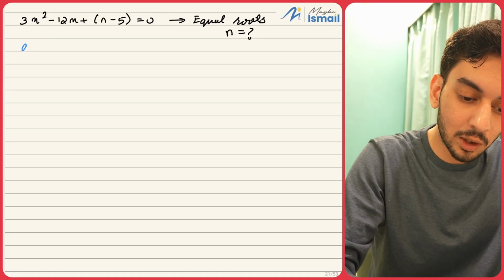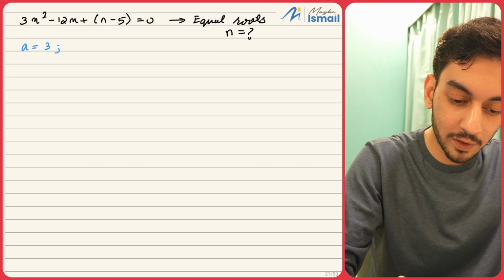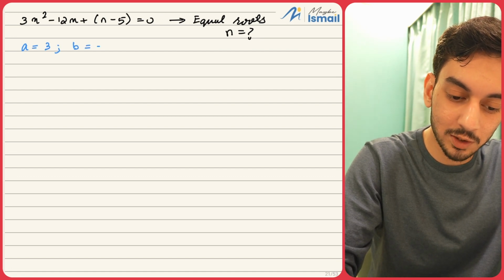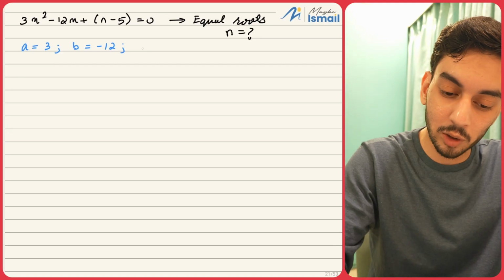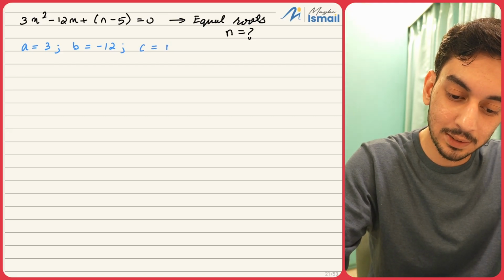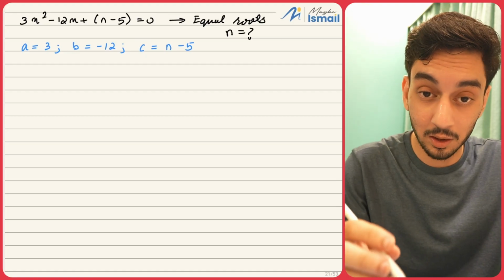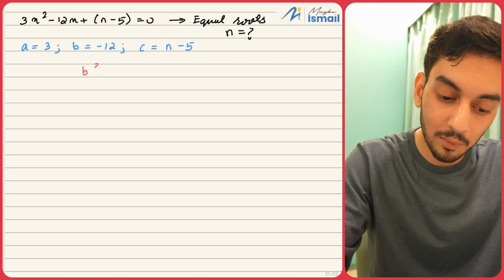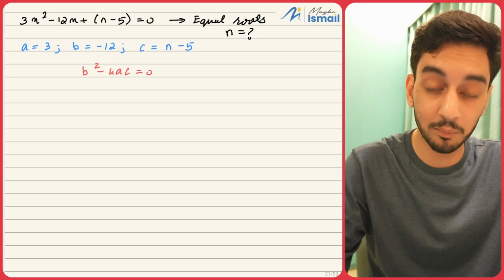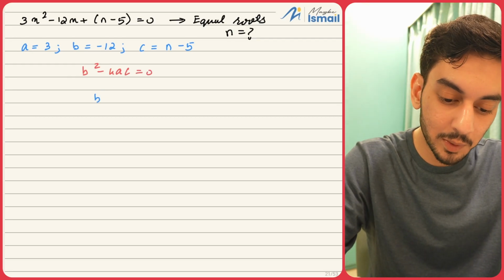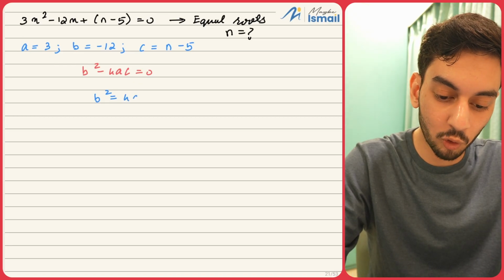Let's see what a, b and c is. A is the coefficient of x square, which is 3, b is the coefficient of x, which is negative 12, and c is the constant term. So over here the constant term is n minus 5. That's the value of c. Now since it has equal roots, I'll say b square minus 4ac should be equal to 0, which means b square would be equal to 4ac.